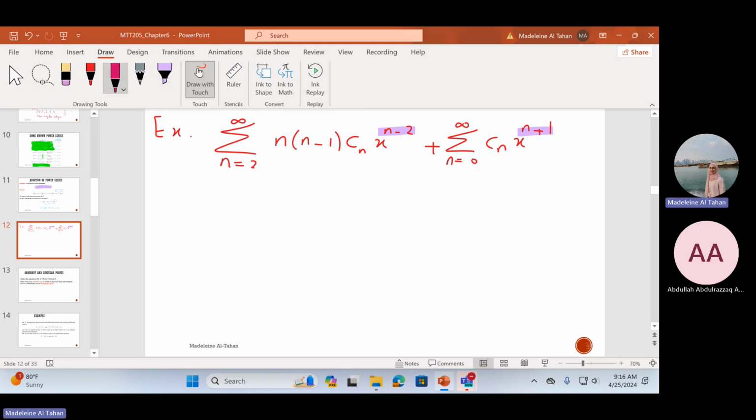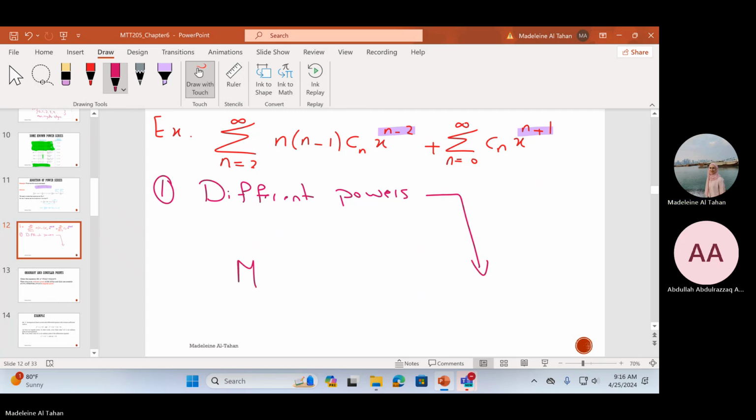So the first thing: different powers, or different exponents. Please stop writing this, I will explain it anyway. So what's our aim? I make them the same power. It means that as if I don't see the n minus 2, I'm seeing it as n, and the second one, I'm also seeing it as n. Is this the way that we make it the same power? It depends on where the sum starts.